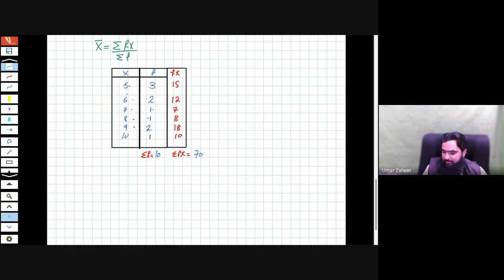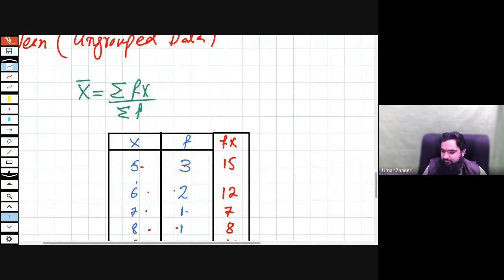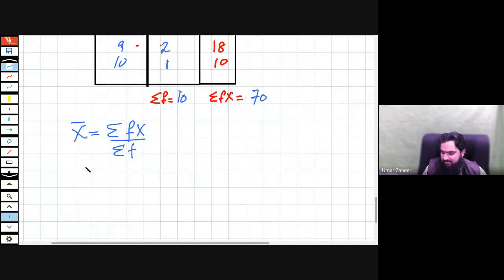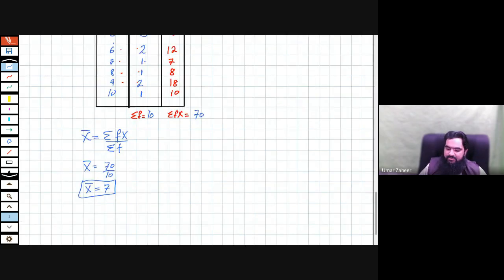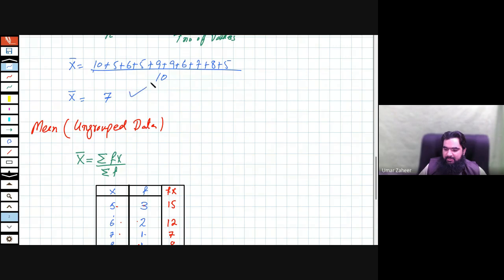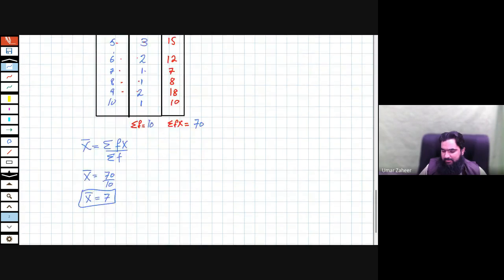Now you have to find the mean. I told you the formula is summation of f of x divided by summation of f. Now x dash is equal to 70 divided by 10, so the final answer will be 7. The mean of this data is going to be 7. Obviously, the mean is going to be exactly the same because we are taking the same data, and that data we have to write in the raw form, the group form and the ungrouped form as well.